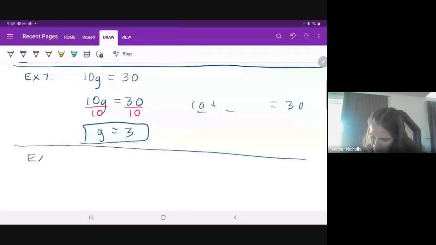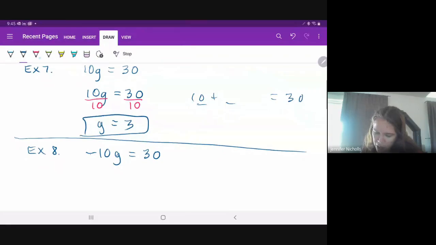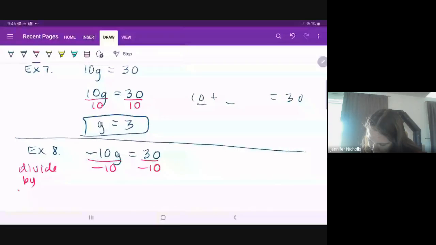So let's go to this one. So example 8. If you have a negative 10, you still need to divide by negative 10. So when you're doing the division, you're going to divide by the exact thing, not the opposite. So when you divide by the exact number, not the opposite, we get g equals.